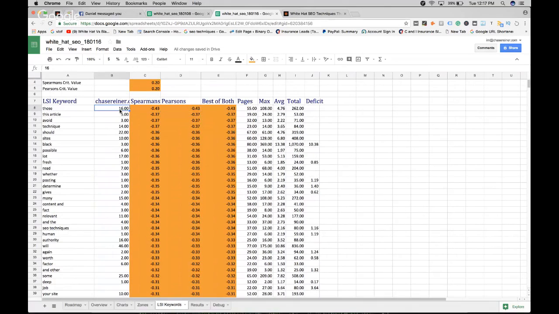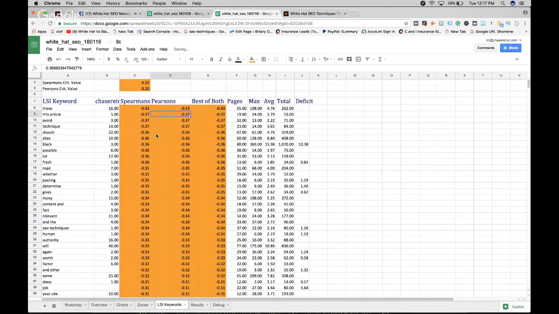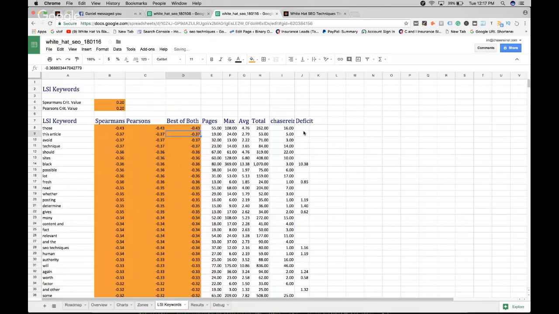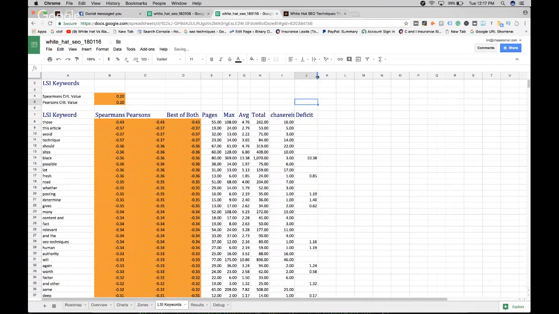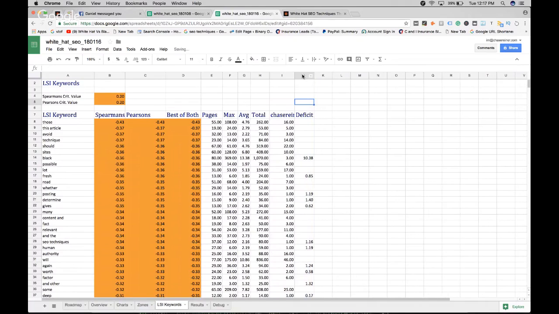So we had the measurement data that you just moved, which is how many times you add each term on your page. And the deficit, so how many more times you need to use it to match the page one average.